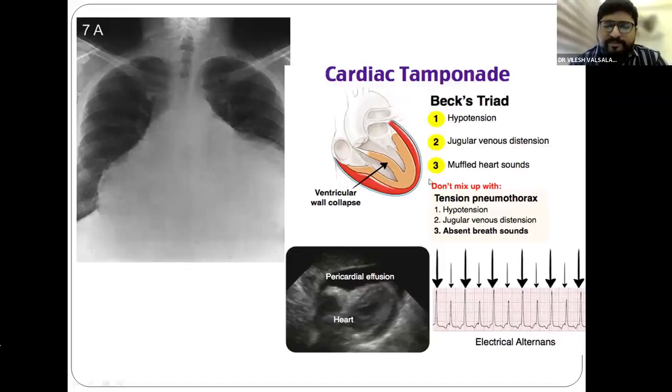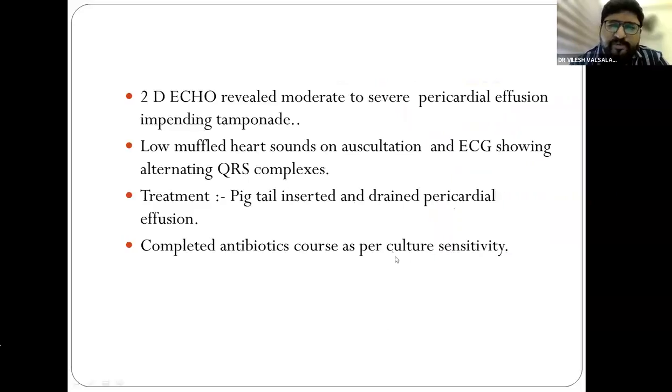One more thing to remember is that when the pericardial effusion becomes larger and suppresses the pumping of the heart, it can lead to something called cardiac tamponade, which presents with intermittent hypotension. When you look at the jugular veins in the neck, they will be dilated, and when you listen to the heart sounds, you will find them low, muffled sounds. With this combination, the 2D echo revealed moderate to severe pericardial effusion, which was impending tamponade.